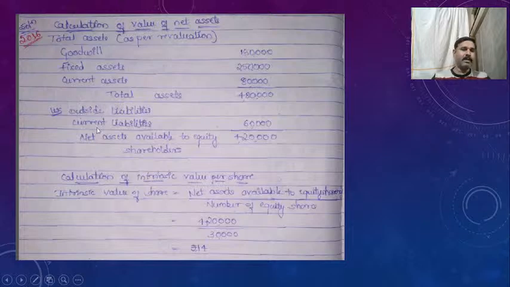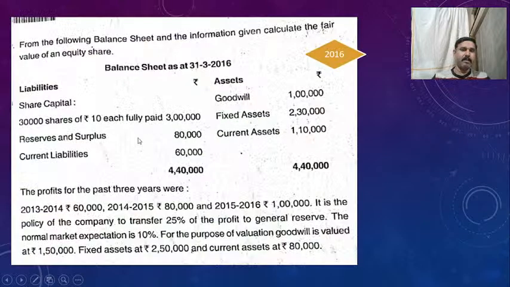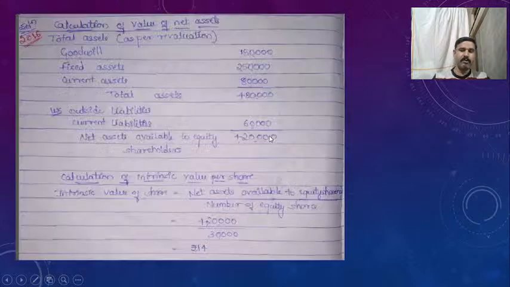Then outside liabilities, current liability is 60,000. This we have to minus. So net assets available to equity shareholders is 4,20,000. Then you have to calculate the intrinsic value per share, according to the net asset method. Intrinsic value of share equals net assets available to equity shareholders divided by number of equity shares. So 4,20,000 divided by 30,000, 14 rupees is the intrinsic value of share. So this is the one method.